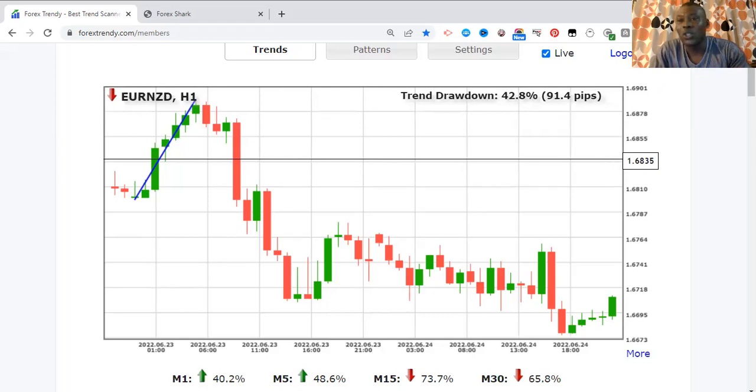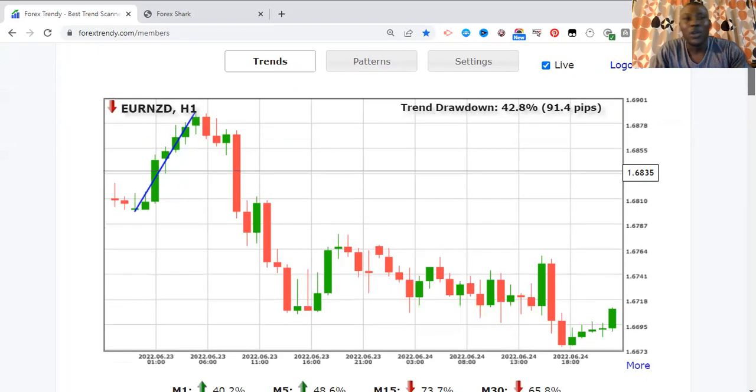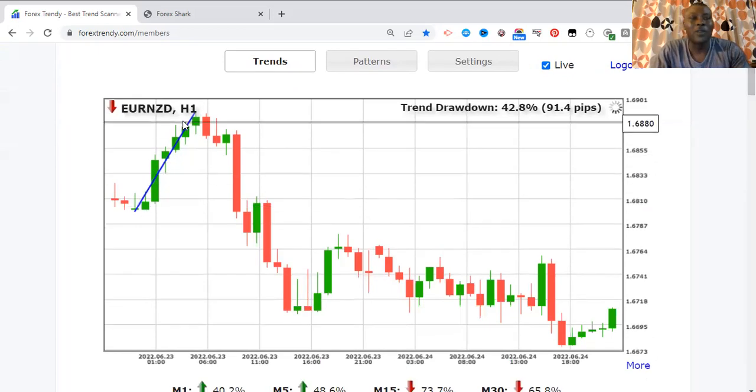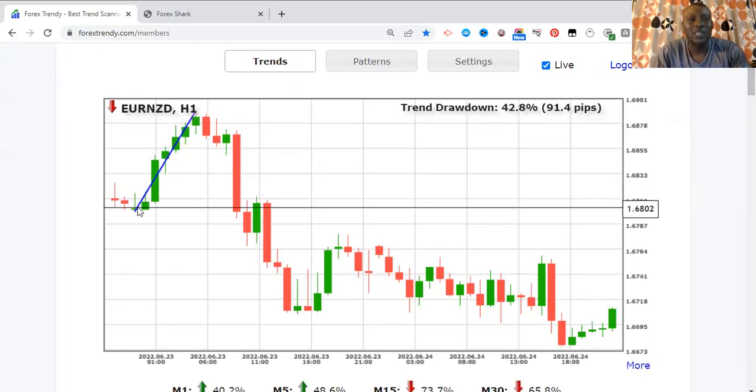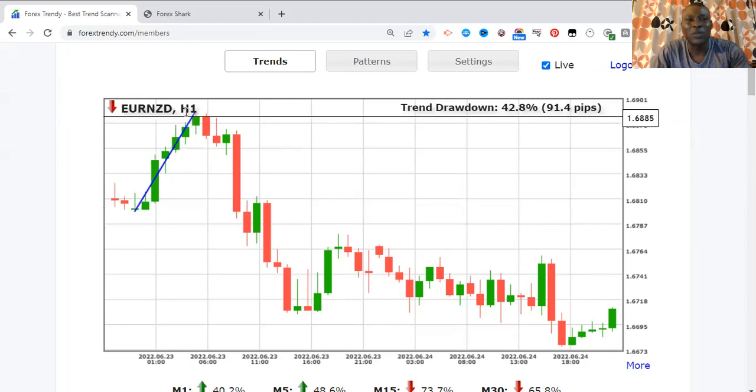So what does this tool do for you? It draws a blue line of a drawdown where the price has completed a retracement back to the moving average, and it's going to alert you and tell you it's time to come and check out this pair.